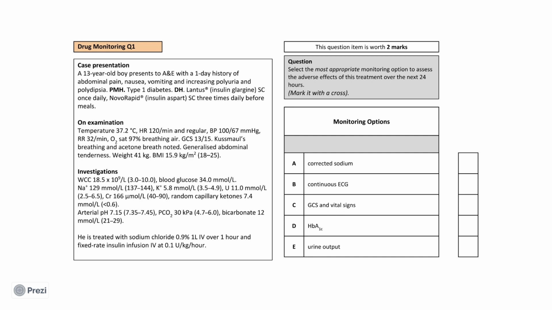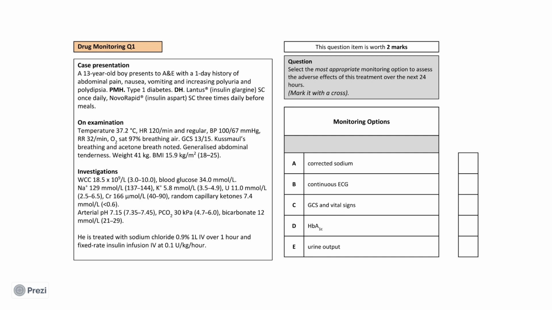It should be fairly obvious, but this question is focusing on diabetic ketoacidosis in a child. The Kussmaul's breathing and acetone breath are pathognomonic for diabetic ketoacidosis. Criteria for diagnosis include a blood pH of less than 7.3, i.e. acidosis, a blood ketone level of more than 3 millimoles per litre, and a blood glucose level of more than 11.1 millimoles per litre. So, the question asks you to measure the adverse effects of this treatment within the first 24 hours. So the first question is, what is the treatment? And the answer, fluid resuscitation with plain saline and insulin.